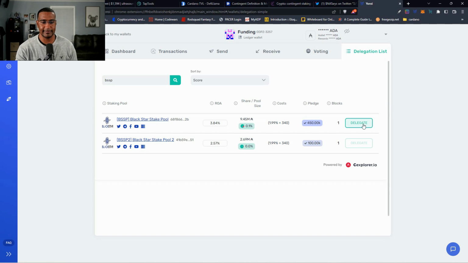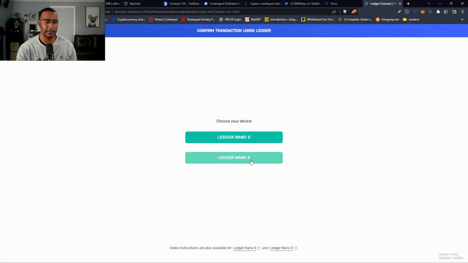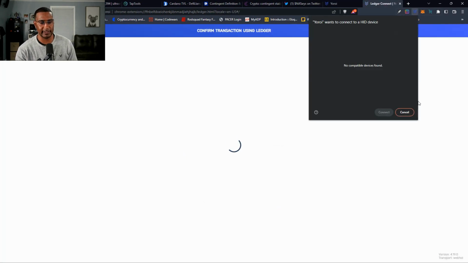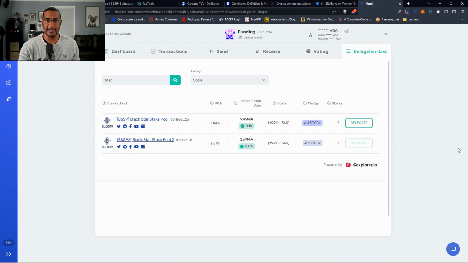Let's say I'm not delegated to BSSP 1, but I want to delegate to BSSP 1. You hit delegate, put in which one it is. I've got a Nano Ledger X. It's going to ask you for the confirmation, hit cancel. And then it's just that easy: confirming the transaction, and then you're staked into the platform.